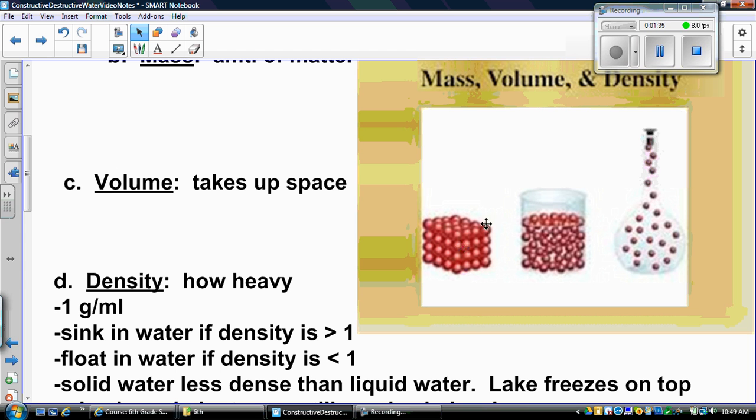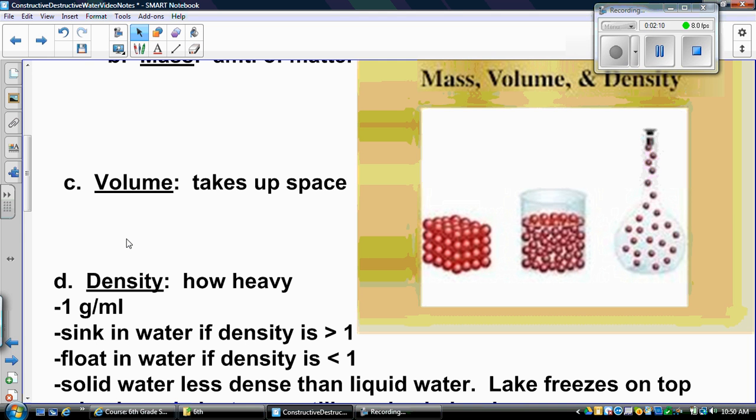So if you take a look at this picture, mass is the amount of matter. Those little circles represent what we call atoms, and when we get into our chemistry unit, you'll understand a little bit better about what atoms are. They're also called particles. So whatever makes up matter, all that matter is the mass. Volume is how much space that matter takes up. Density is how heavy that matter is. So when we look at density, we look at density as a relationship between mass and volume.